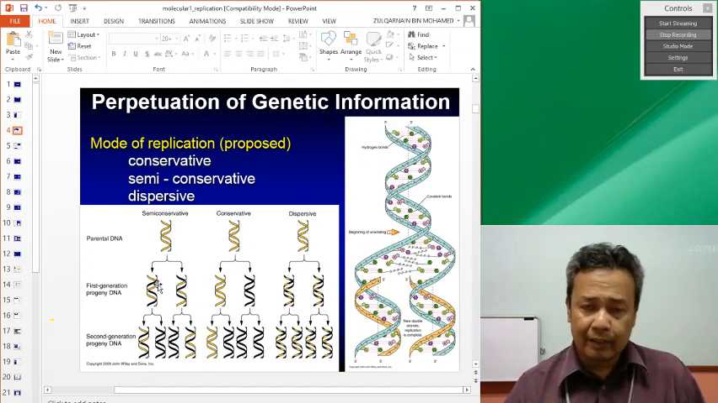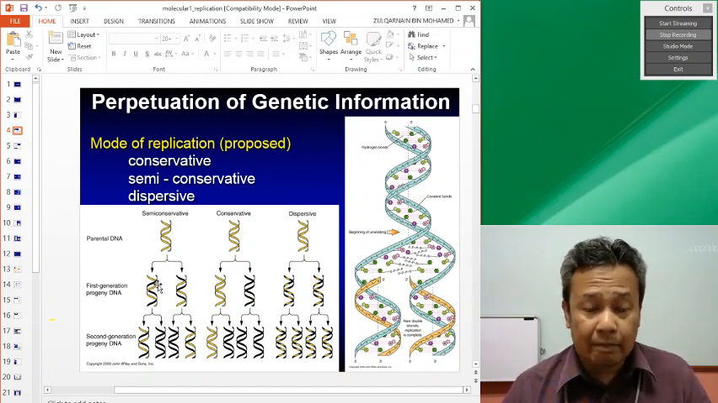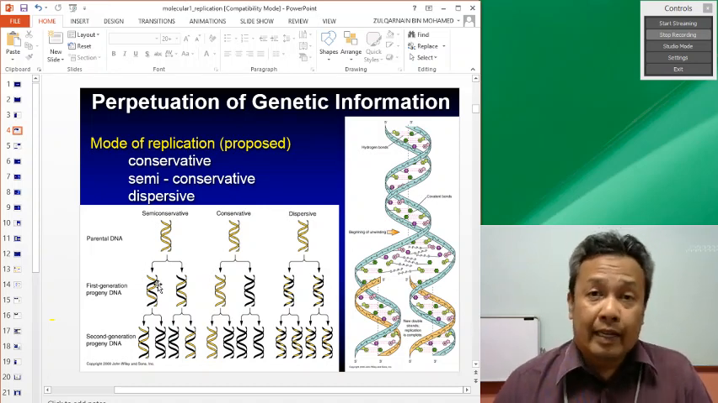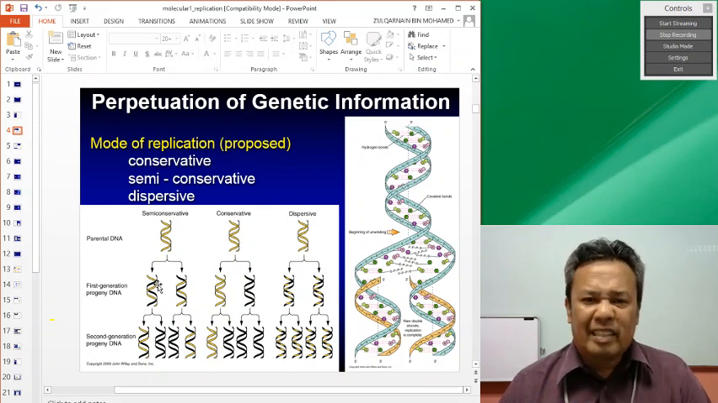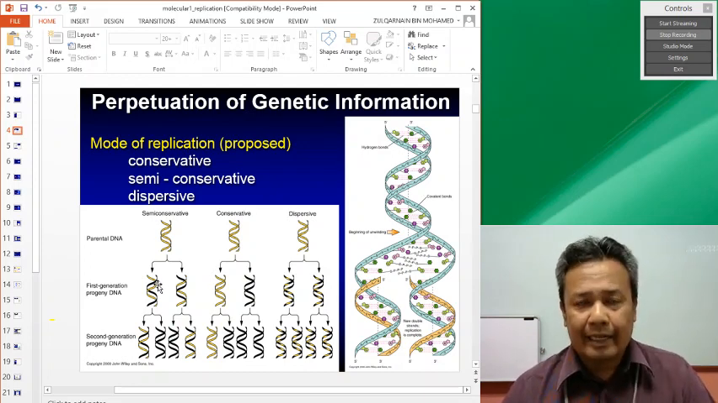So that is semi-conservative. Now don't get mistaken to think that there are three modes of replication. No, that's not correct. These are different ideas that people had at that time in trying to explain how replication works.